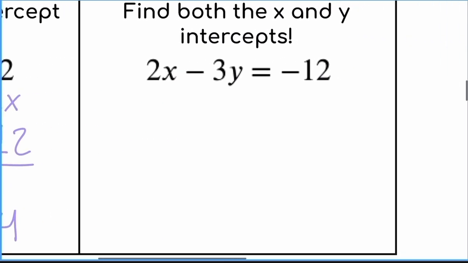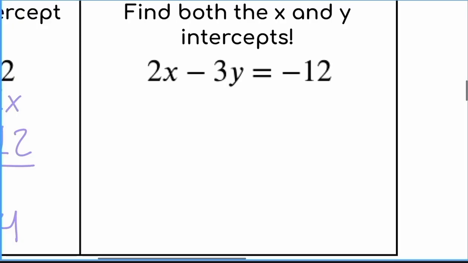All right, and let's review finding the x and y intercepts. So when I want to find my x-intercept, what is my y value going to be? 0. So we're going to plug in a 0 for my y. What is -3 times 0? Yeah, so I'm just going to write 2x equals -12. And I'm just going to solve for x. What is my one and only step to solve for x? Divide by 2.